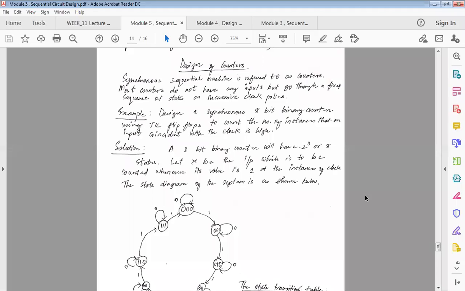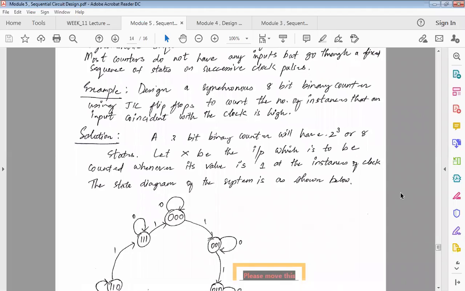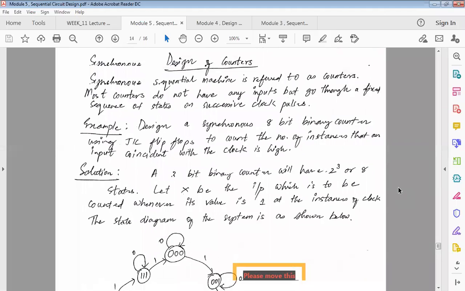So I hope all of you have understood this design of counters, right? Have you all understood how we have designed this? Are there any doubts? Then we can have a revision on this. Any doubts, please feel free to ask. Yes, are there any doubts? Have you all understood how to do it?